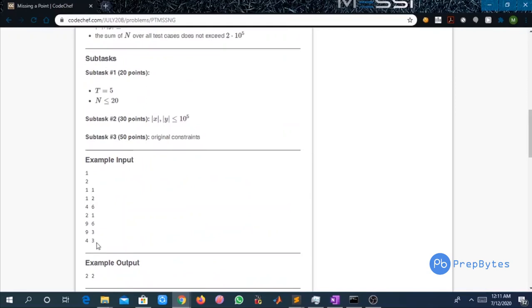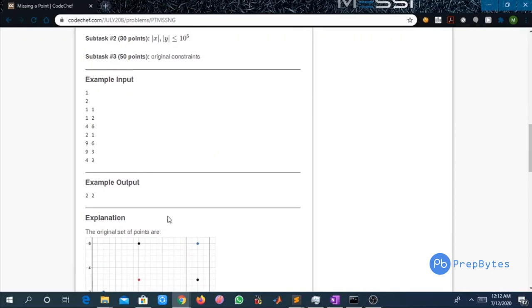So here the test case is given. Let us try to understand the input. 1 is the number of test cases, and for each test case there is n, the number of rectangles, and for n rectangles we are given 4n minus 1 points. So here the number of rectangles is 2, so there will be 4n minus 1, that is 7 points given to us, right?